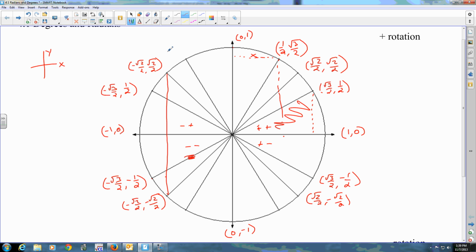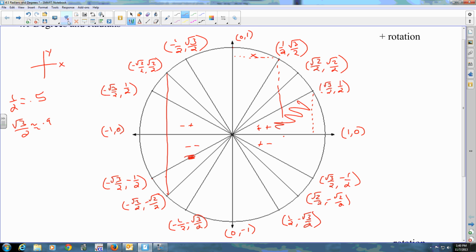Now push it over. Negative 1/2, positive square root of 3 over 2. Push it down. Negative 1/2, negative square root of 3 over 2. Push it over. Positive 1/2, negative square root of 3 over 2. Okay? Another way to remember those two: 1/2 is 0.5, and square root of 3 over 2 is about 0.9. So, square root of 3 over 2 is bigger than 1/2.